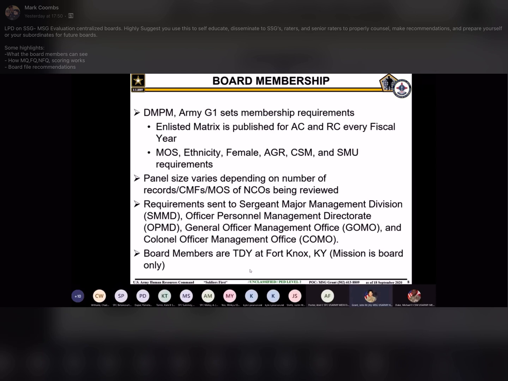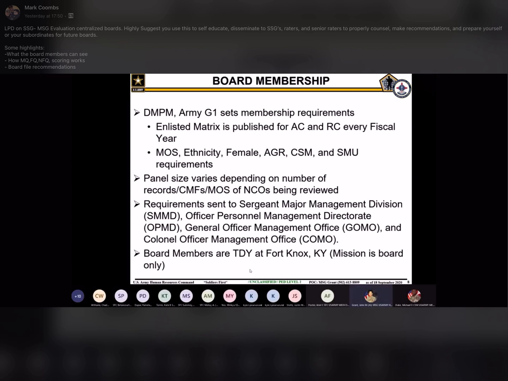So every panel, depending on what panel it is, is going to require a certain MOS. It's going to require a certain number of minorities. It's going to require an AGR soldier for some panels, depending on if they're looking at AGR records as well. It may say that they must be a battalion CSM or a brigade CSM. And then there are certain special missions units requirements for like SF, infantry, MI. But the panel size is going to vary depending on the MOSs that are getting looked at, which you'll see in my future slide.